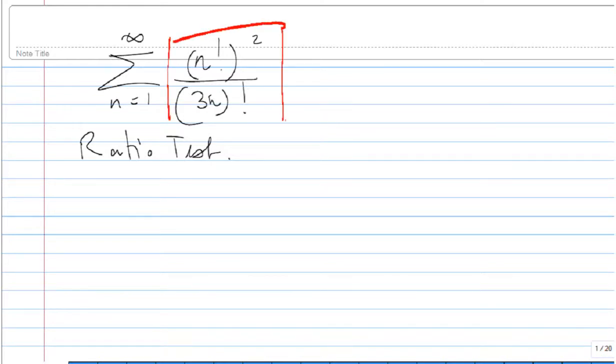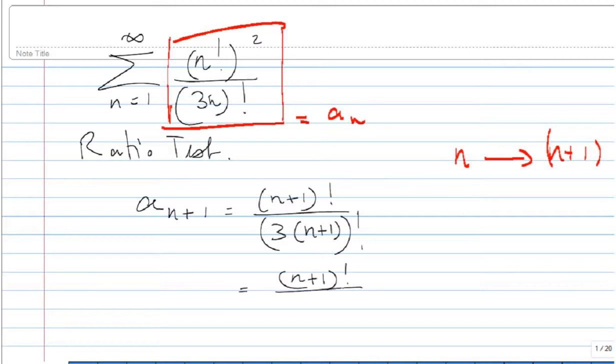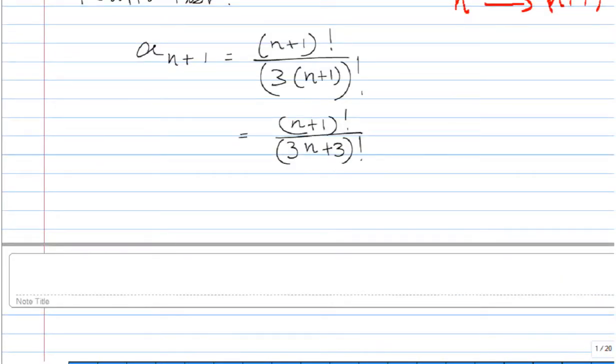So first we start by calling the nth term a_n, and we try to come up with a_(n+1). So for a_(n+1), whenever you see n, put n plus 1 between parentheses. Otherwise, this may generate some terrible mistakes, okay? So this will give me (n+1) factorial squared over (3 times (n+1)) factorial, which is equal to (n+1) factorial squared over (3n+3) factorial. If you did not put parentheses, some students may put 3n plus 1.